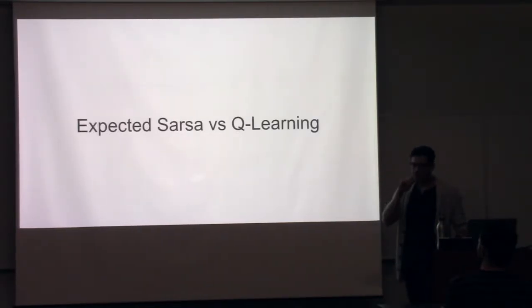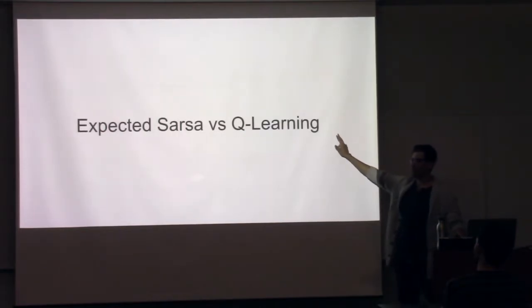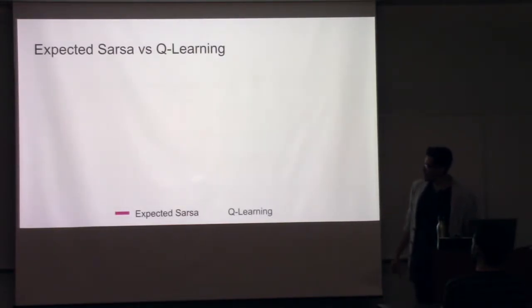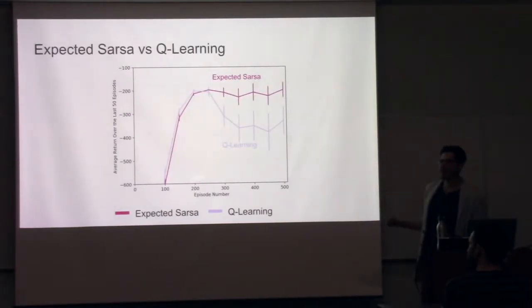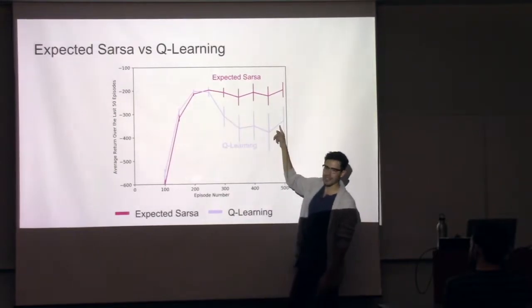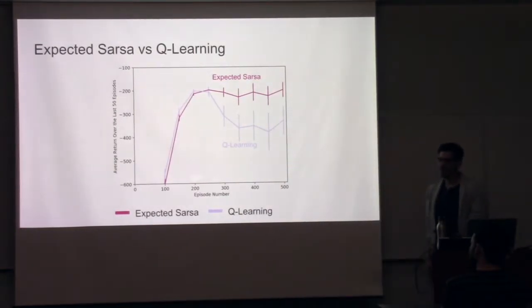Now, Stian was asking, how do we compare? How does Expected Sarsa work against Q-learning? In this case, we are going to test both algorithms without annealing, and this is the plot. So Expected Sarsa is going to be pink, Q-learning is going to be violet, and this is how it looks like. So at the beginning, they are pretty similar, but at some point, Q-learning drops in performance and just does worse than Expected Sarsa, which is somewhat interesting.